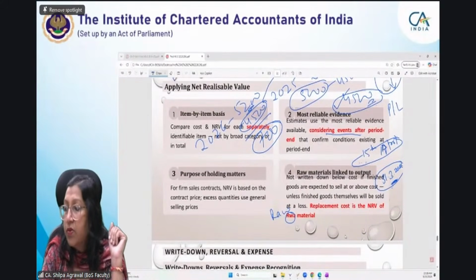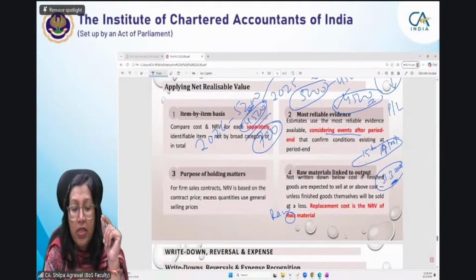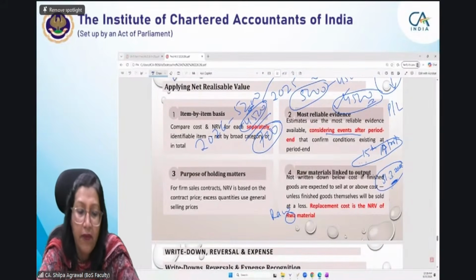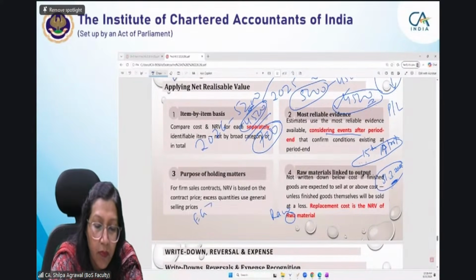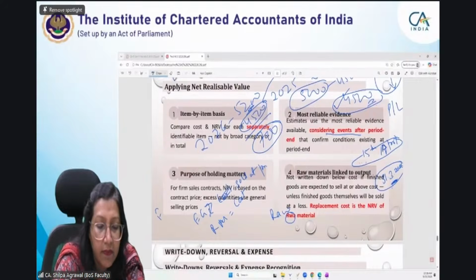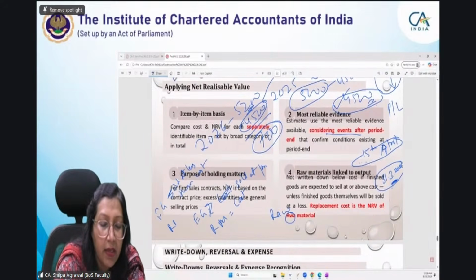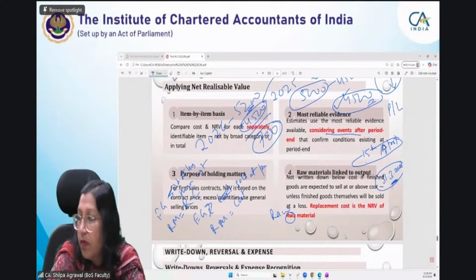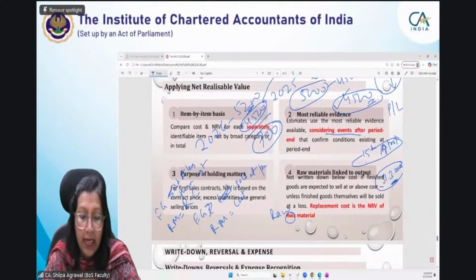So in the old situation, what I can say is that if finished goods are sold at more than cost, at profit, raw material is measured at cost. If finished goods are sold at less than cost, raw material is measured at replacement cost. Okay students, let's see an example also for this.